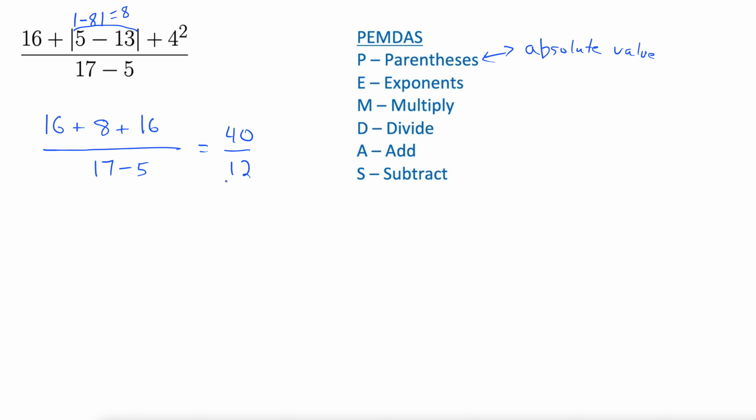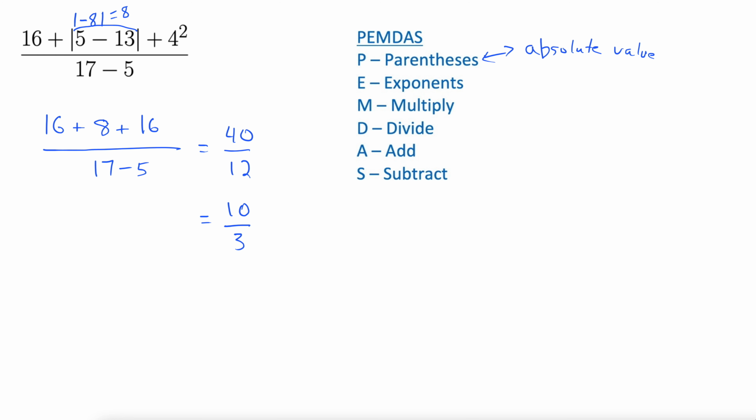Okay, so we're making progress. Then we want to simplify these. What can we factor out of both of these? I am thinking we can get a 4 out of both of those. If we factor a 4 out of the 40, we get 4 times 10. A 4 out of the 12, we get 4 times 3. Those cancel, giving us 10 thirds. So 10 thirds for that one.